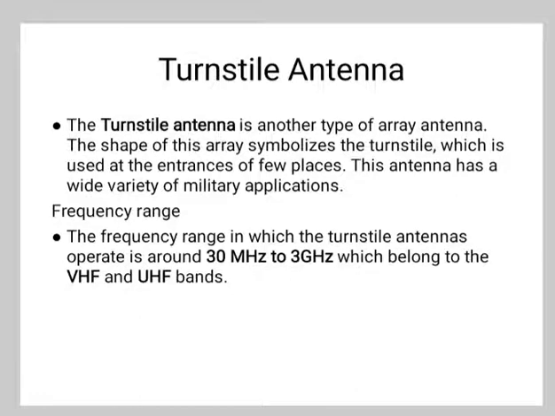So next is the turnstile antenna. It is another type of array antenna. The shape of this antenna symbolizes the turnstile, which is used at entrances of a few places. This antenna has a wide variety of military applications, and the frequency range in which turnstile antennas operate is around 30 MHz to 3 GHz, which belongs to the VHF and UHF bands.